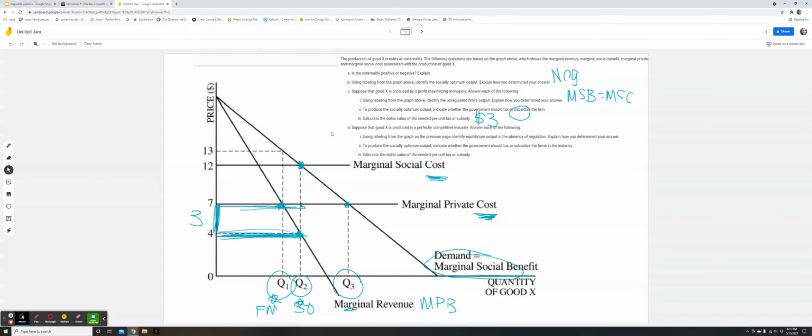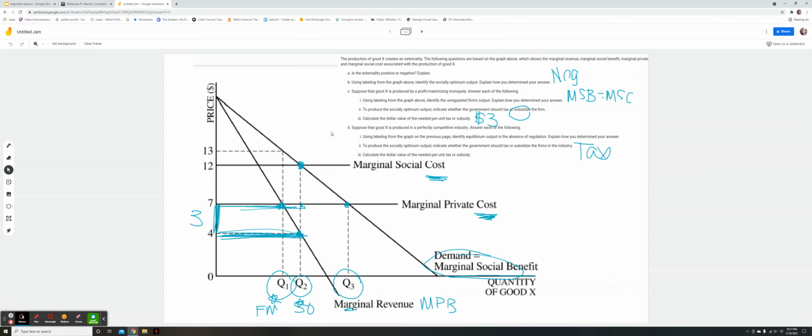All right. So let's see. Equilibrium output in the absence of regulation is Q3. That is where MR equals MC. To produce the socially optimal output, remember that's Q2, indicate whether the government should tax or subsidize the firms in the industry. Well, there we're wanting them to pull back. We want them to produce less. So the answer there would be to tax. Okay, so that's why that would be to tax in that situation.